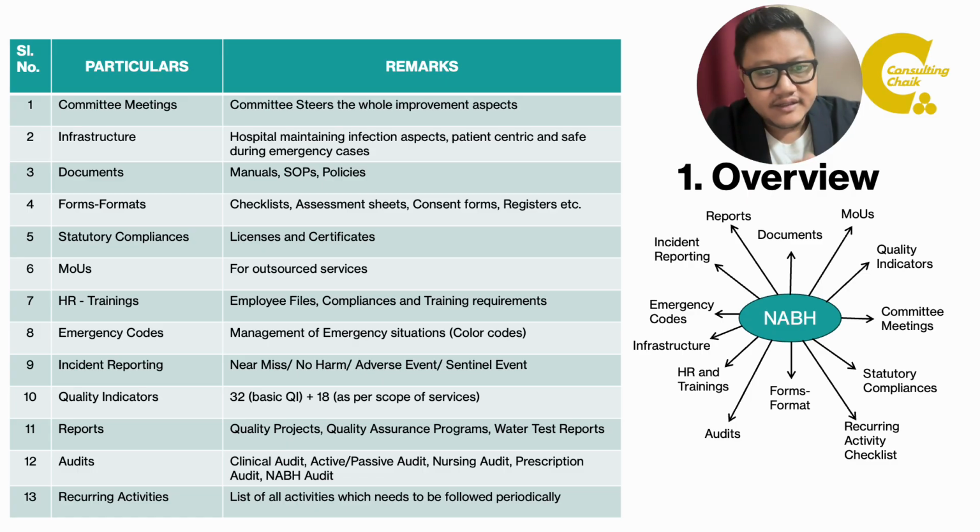Then you have quality indicators. There is a list of quality indicators. We'll discuss that. Then we have certain reports. NABH says you need to do at least 2 quality projects, so you need the report for that. You have several quality assurance programs running across several departments. Then you have your water test report and some infection reports. Several reports are required.